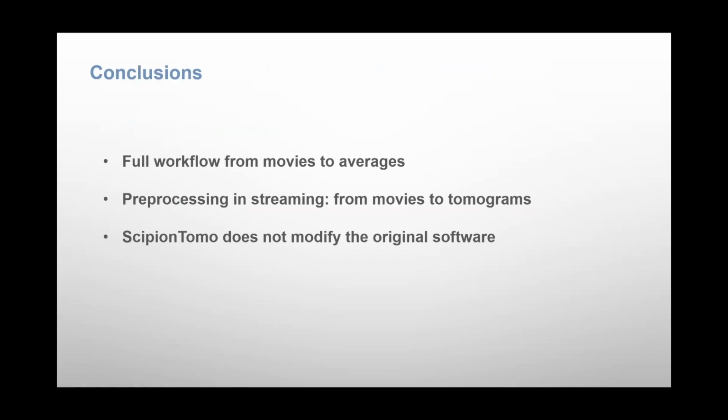So as conclusions, ScipionTomo provides the full workflow from movies to averages. That means from tilt series movies to reconstruction of proteins, so from movies to subtomogram averaging. The pre-processing from movies to tomograms, even denoising, is extremely fast. So you have live image processing in an automatic manner.